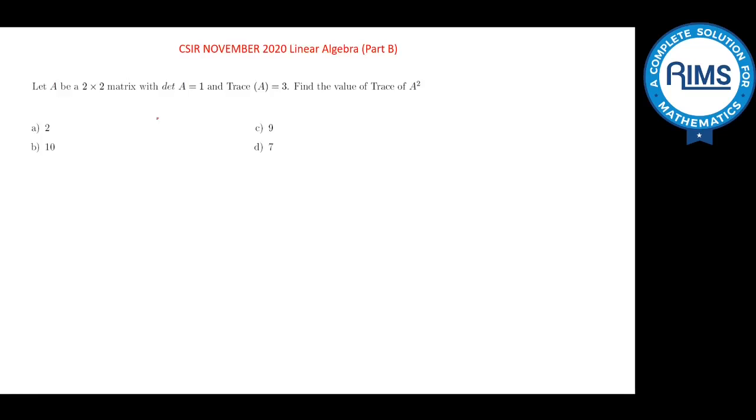Next one. Let capital A be a 2 by 2 matrix with a determinant of A equal to 1 and trace of A equal to 3. Find the value of trace of A square.